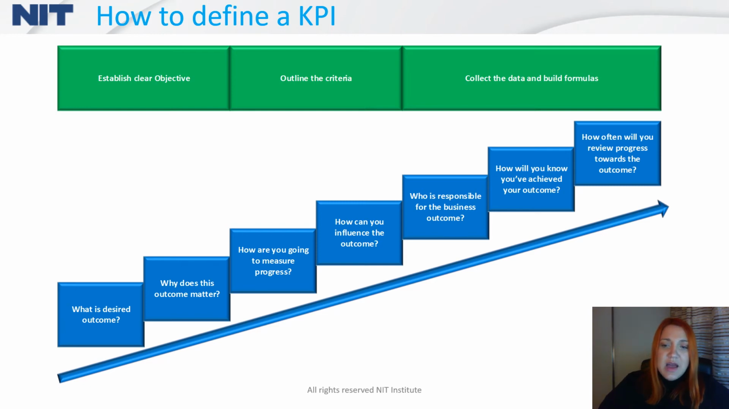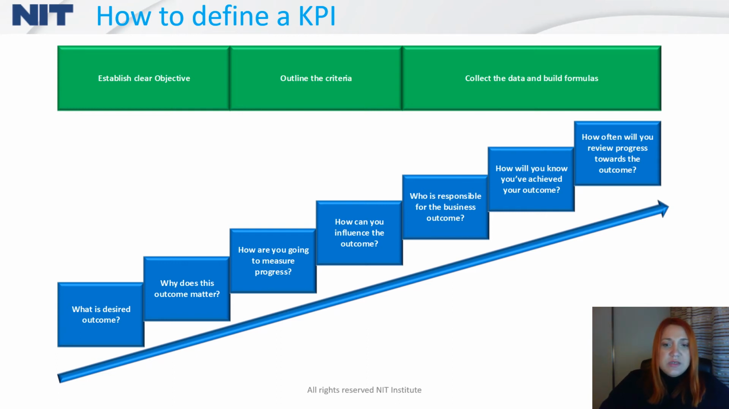And there are some questions we need to answer, like what is your desired outcome? Why does this outcome matter to you? How are you going to measure your progress? How can you influence the outcome? Who is responsible for the business outcome? How will you know you achieved your outcome? And how often will you review progress towards the outcome? All those questions will help you in forming really good KPIs.